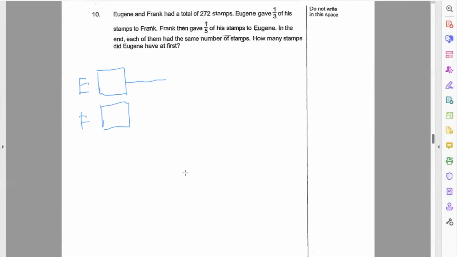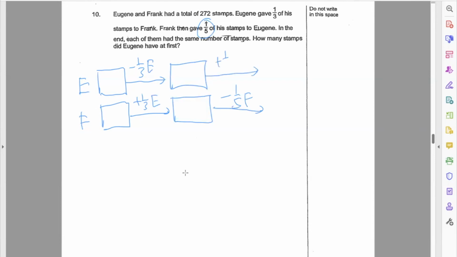So what happened? What did Eugene do? Eugene gives away 1/3 of what he had and gives it to Frank. What comes next is Frank then gave 1/5 of his stamps to Eugene. So Frank will minus 1/5 of what he had and then give it to Eugene. I do not know that, so leave it empty for a moment. So in the end, let's find out what they have in the end.